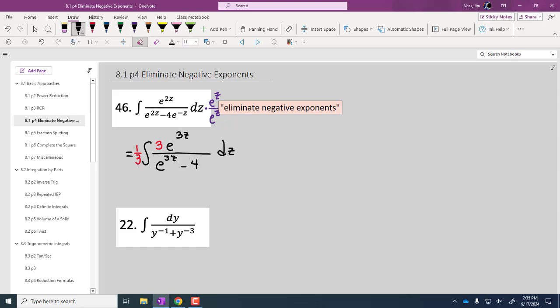Now it's in log form, though, so we have a 1/3 out in front, and this is log form. Log form, we get natural log of the absolute value of the denominator.